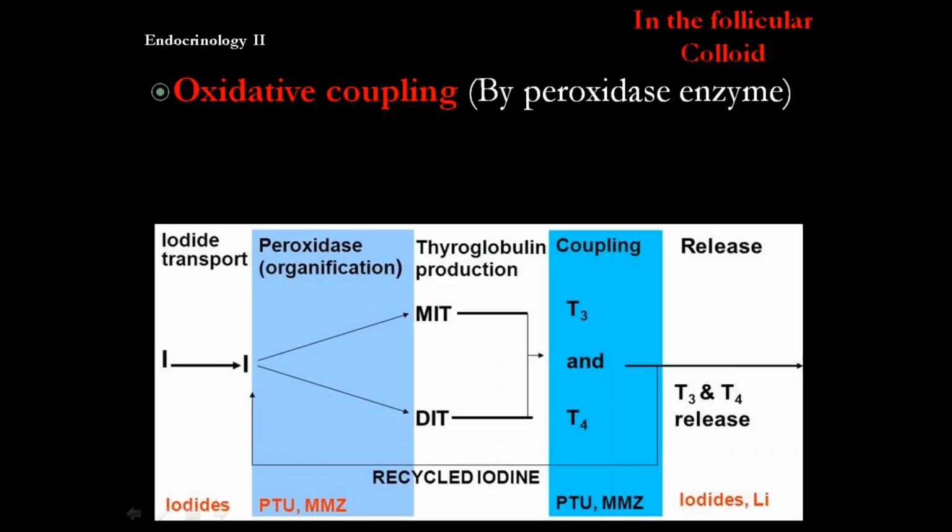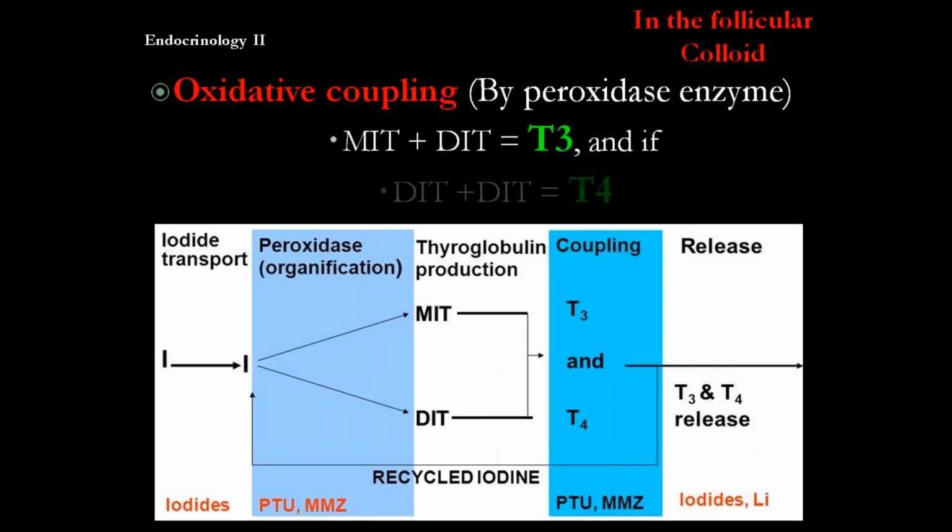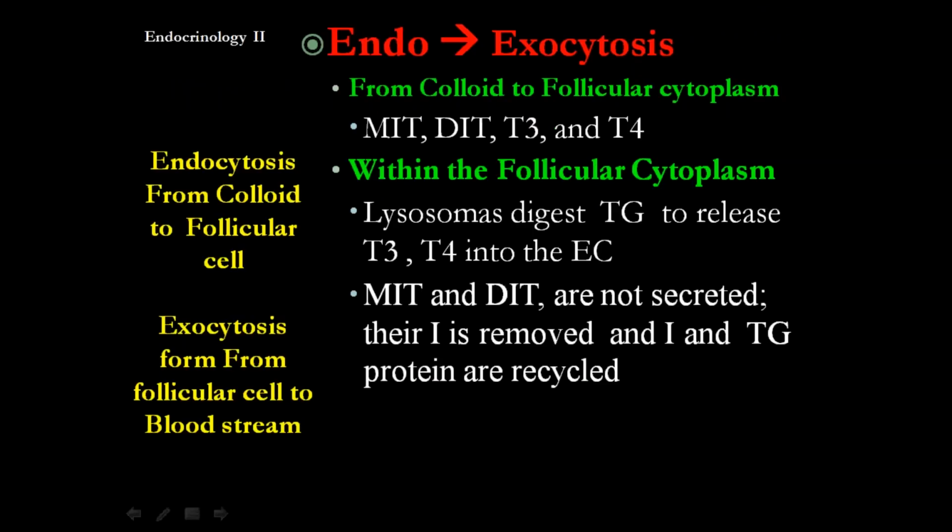Another is at the level of the coupling. The coupling, as we already mentioned, is DIT plus MIT making T3, or DIT plus DIT making T4. All right, so this is what we were mentioning. This is the coupling: MIT plus DIT is T3, and DIT and DIT is going to be T4.